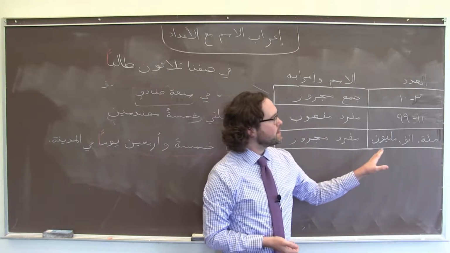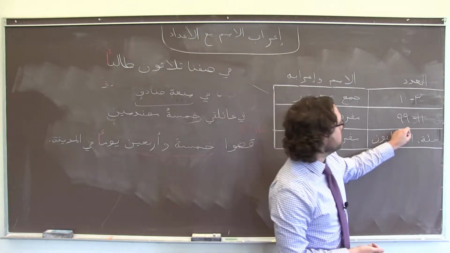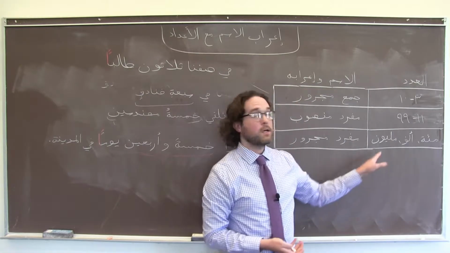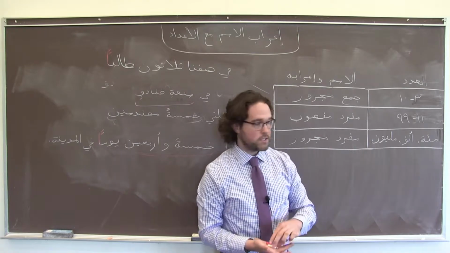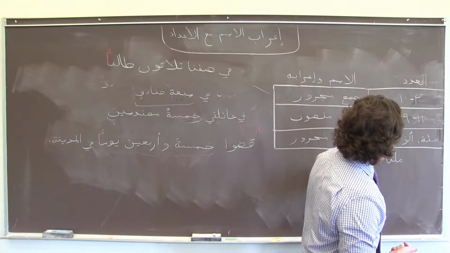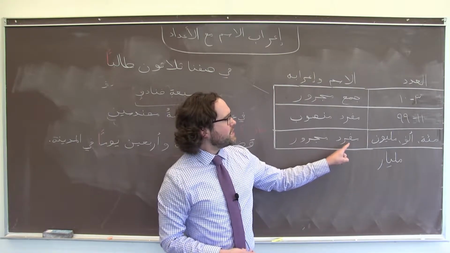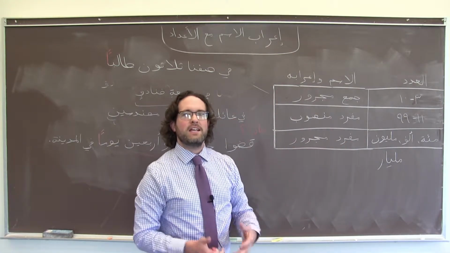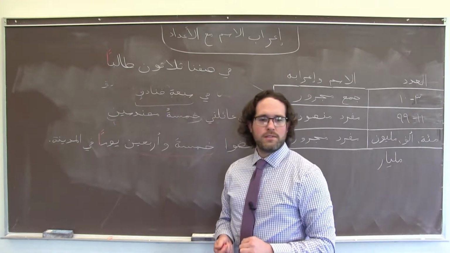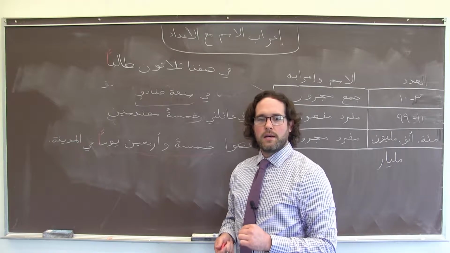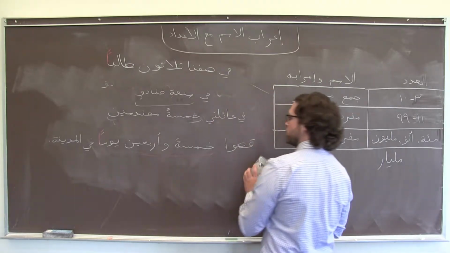For numbers ending with 100, mi'a, or 1,000, alif, or a million, million, or for that matter also billion, which is milyar in Arabic, we need to use a singular noun in majroor. We can think of it as an idafa again. So if we wanted to say, for example, I spent $100, we could phrase it this way.